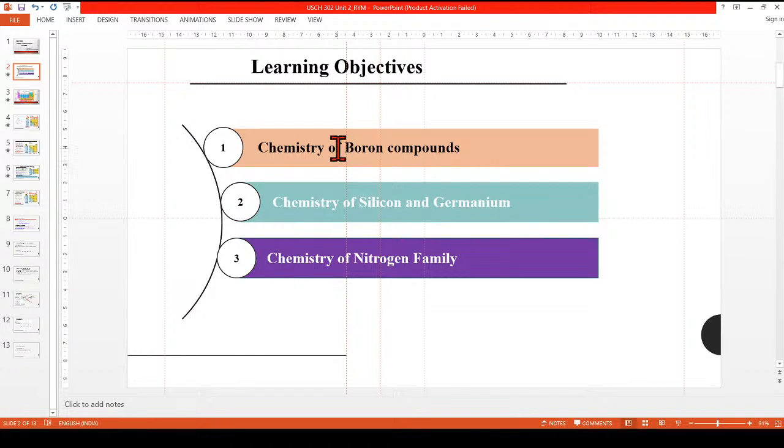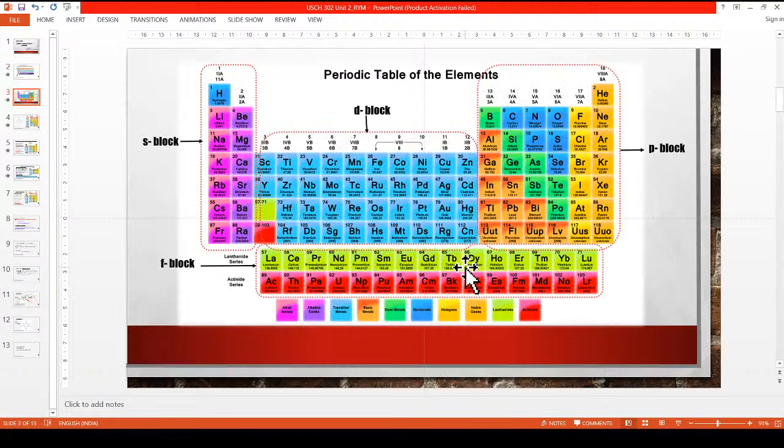If the first unit is understood very well, then the silicon family, that is carbon family elements, and nitrogen family elements, we can wind up in very short time. Okay, so we'll move ahead with chemistry of boron compounds, which is a subunit of major unit 2. You can see this periodic table. In the periodic table, elements are arranged with respect to their increasing atomic number, right?